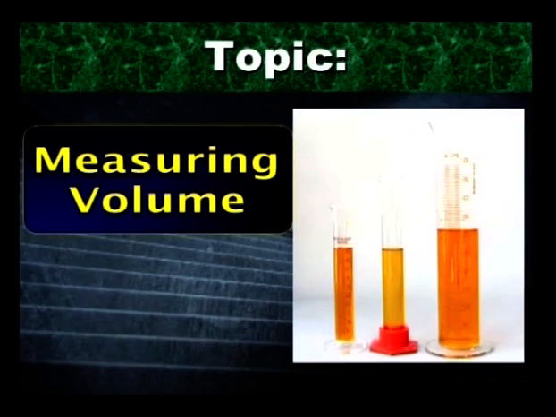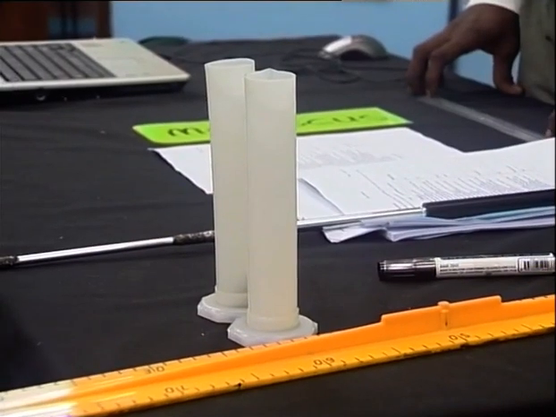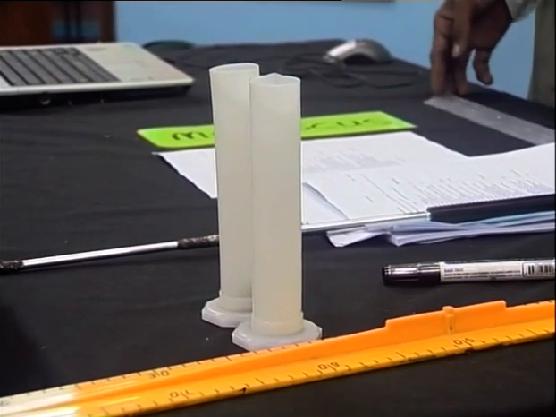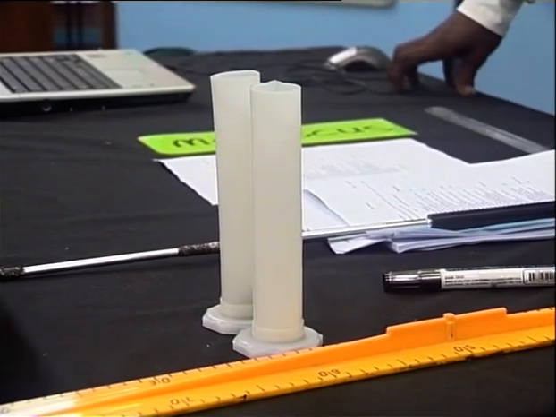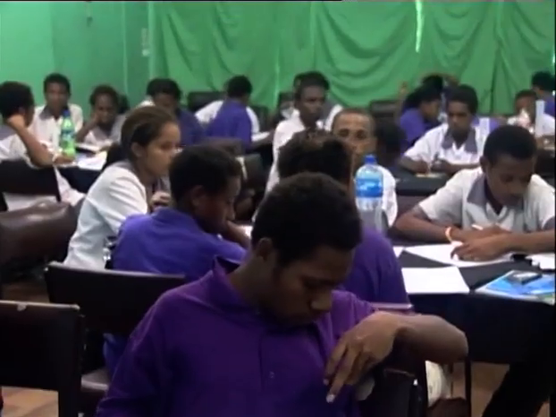Right, before we go into our new lesson, let's have a look at our last lesson. Teachers, in our last lesson, we looked at one of the instruments, which was the ruler. And we also looked at measuring the length of irregular objects. This time, we will be using the measuring cylinder, and we'll be measuring volumes of liquid and volumes of certain solids.